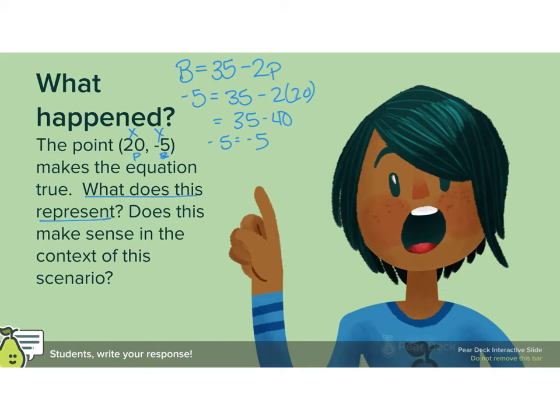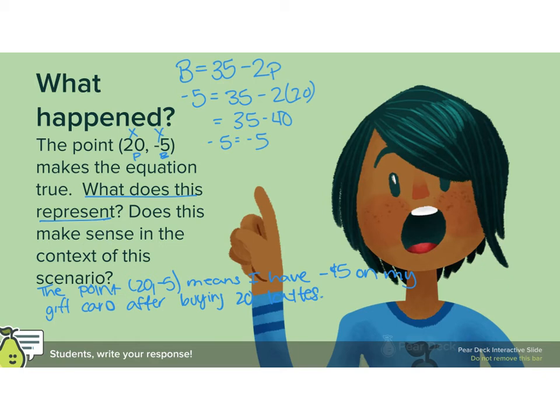That's what this represents. So, I'm going to start writing this out. The point (20, -5) means I have negative $5 on my gift card after buying 20 lattes. That's just what the numbers mean, right?